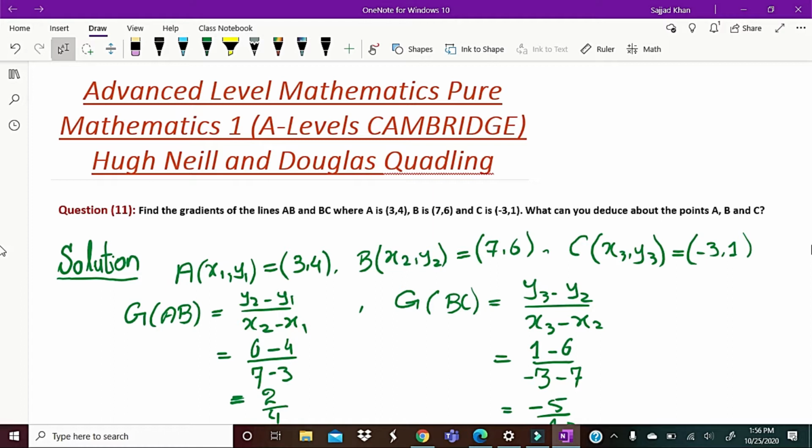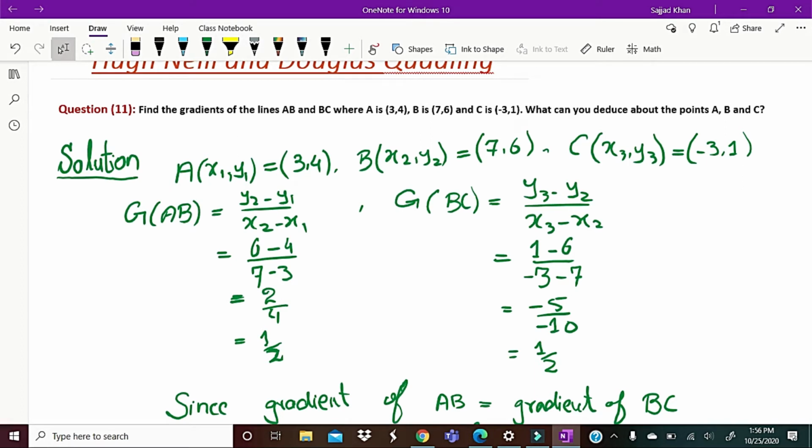So the first thing is we need to find out the gradient of these lines. So if we find out the gradient of line by the point A and B, then the formula is y2 minus y1 divided by x2 minus x1. So we call the points of A is x1 and y1, the points of B are x2 and y2. So if you want to find out the gradient of A and B, just substitute the values of x1, x2, y1, y2. So x2 is 7 and sorry, y2 is 6 and y1 is 4. We just substitute that, then x2 is 7 and x1 is 3. 6 minus 4 gives us 2 and 7 minus 3 gives us 4. So we get the gradient of AB is 1 over 2.